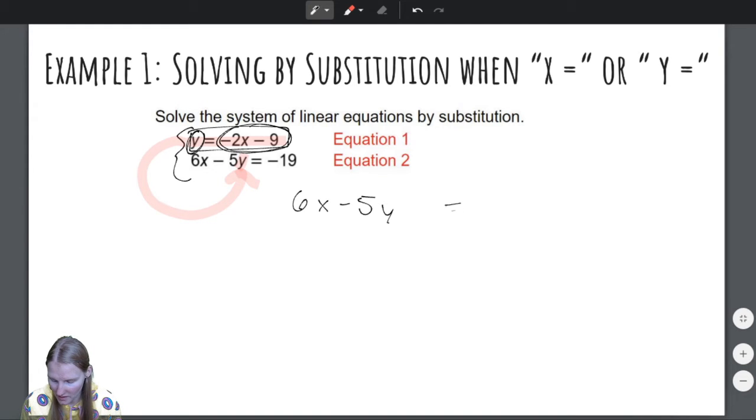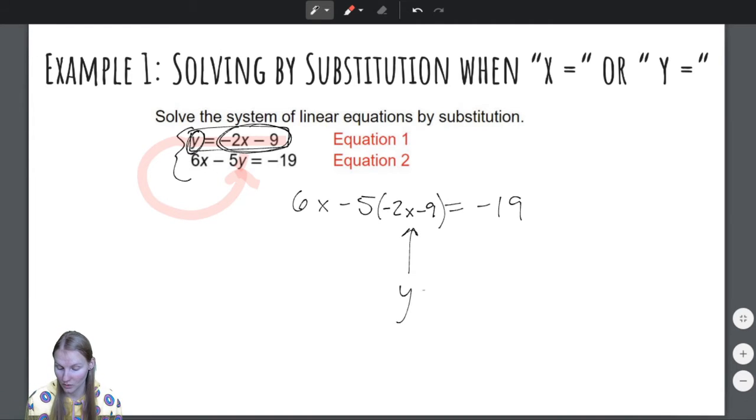So instead of writing y, we're going to erase that. We have y, equals negative 19. I need some space. We're going to erase that y, and instead we're going to put negative 2x minus 9. Because that is y. That's what y is equal to. It's the same thing as y.